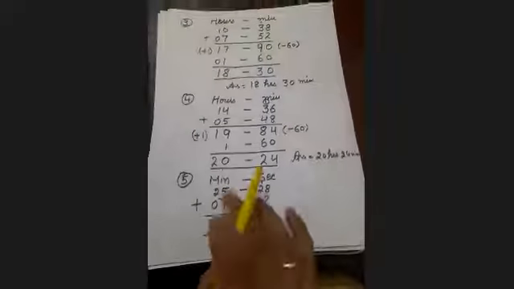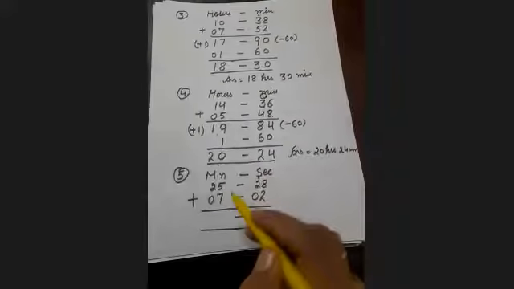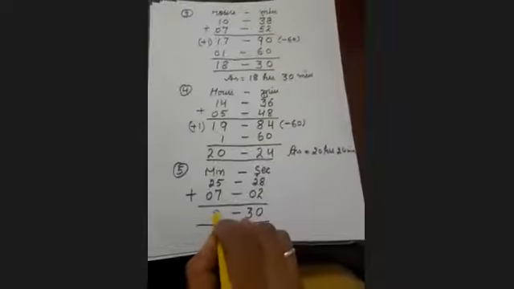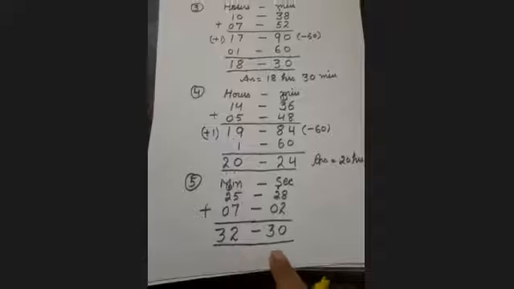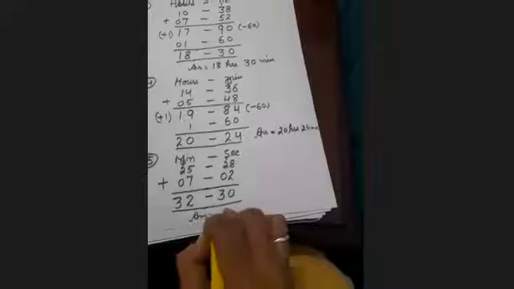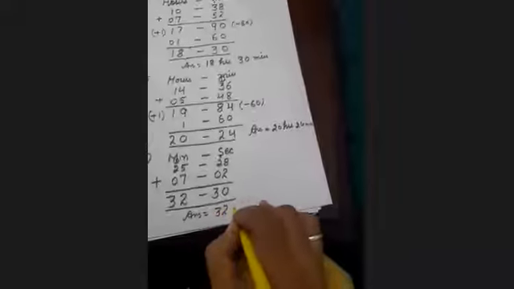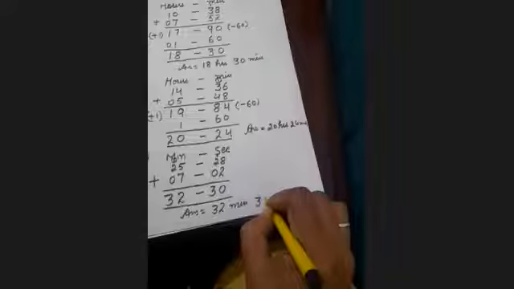1, 2 plus 1, 3. Now add minutes. 5 plus 7 is 12. 1, 1 plus 2 is 3. So your answer is 32 minutes and 30 seconds.